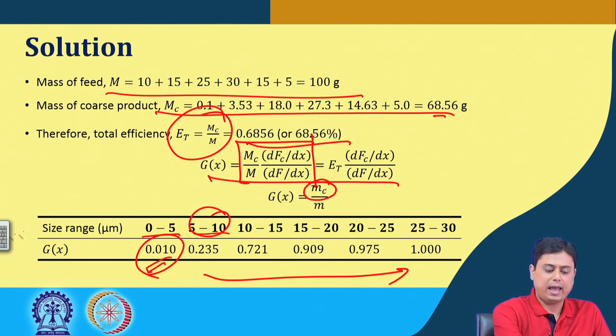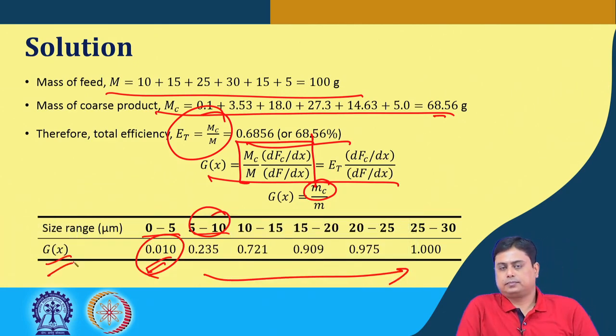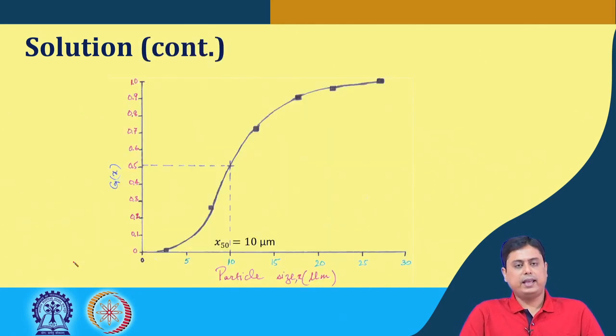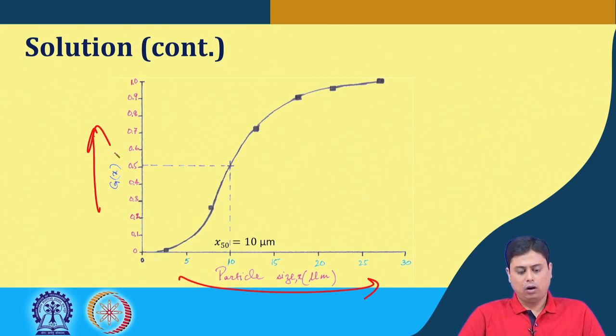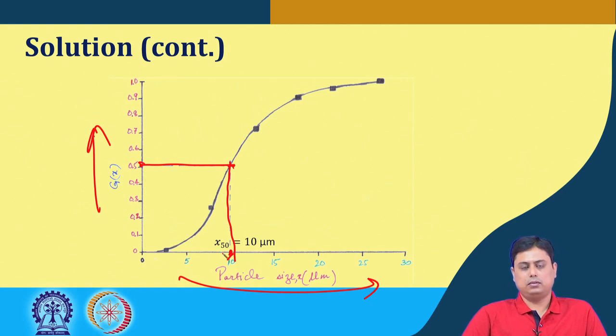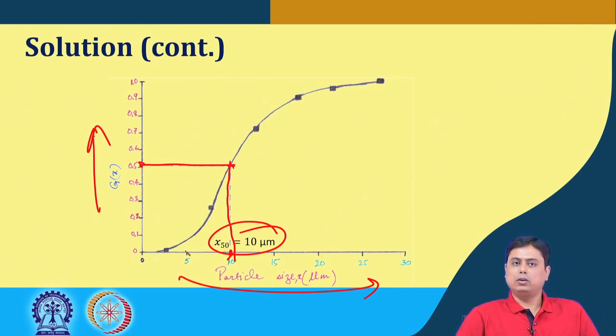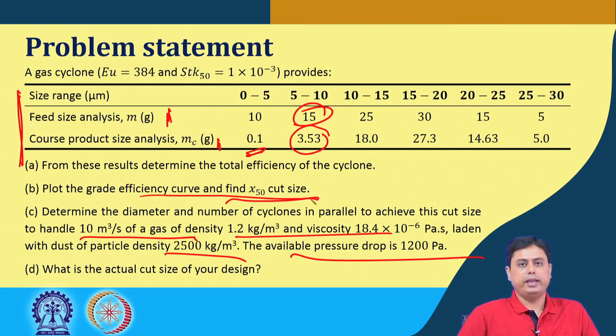Once we complete, that means we have the size range versus grade efficiency data, which can again be plotted with particle size on the x axis, Gx on the y axis. Once we plot, we find that 50% of the grade efficiency intersects with this grade curve for x as 10 micron. So, this is the X50. So, X50 is 10 micron. This answers the second part, find the X50 cut size.